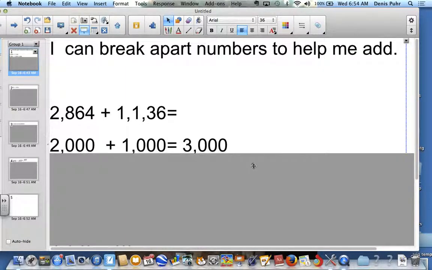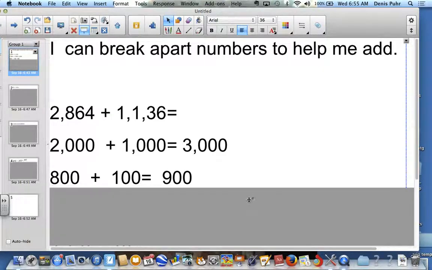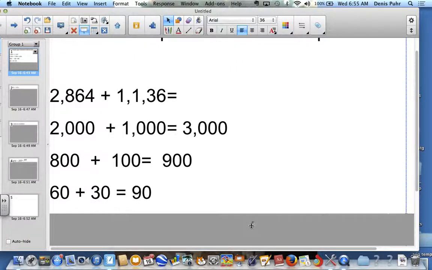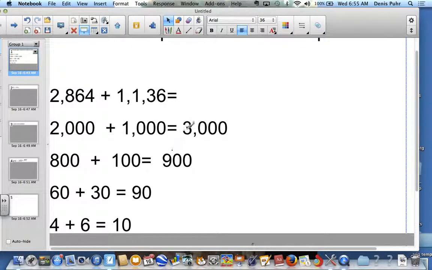Let's see. Did you start on the left? 2,000 plus 1,000. Those numbers are called the add-ins. Then you add them up and you get the sum of 3,000. If you didn't get it, pause and try the rest. Move to the hundreds. Did you get 800 plus 100? Then you move to the tens, 60 plus 30. And lastly, you do 4 plus 6. And then you add up all these sums.